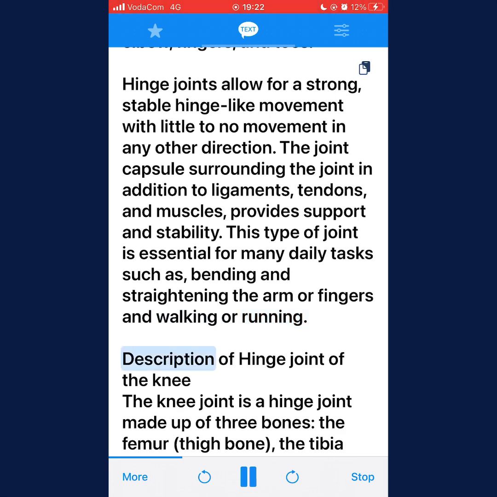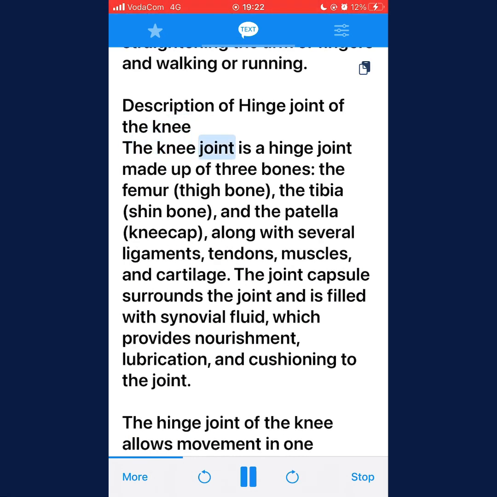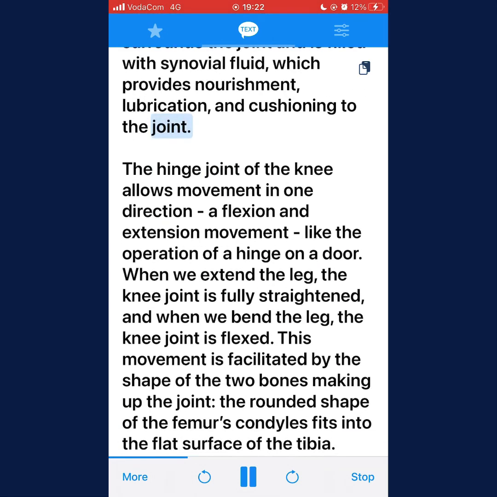Description of hinge joint of the knee. The knee joint is a hinge joint made up of 3 bones: the femur, thigh bone, the tibia, shin bone, and the patella, kneecap, along with several ligaments, tendons, muscles, and cartilage. The joint capsule surrounds the joint and is filled with synovial fluid, which provides nourishment, lubrication, and cushioning to the joint. The hinge joint of the knee allows movement in one direction, a flexion and extension movement, like the operation of a hinge on a door.